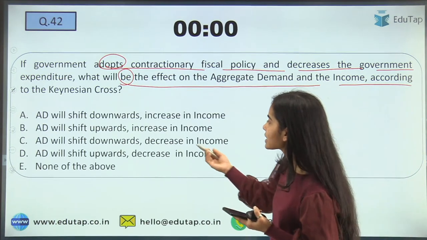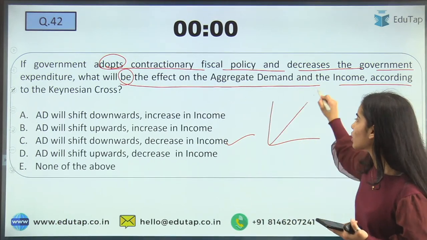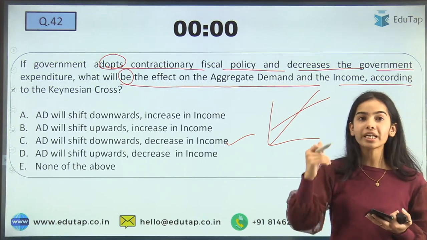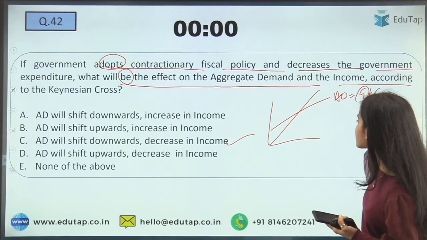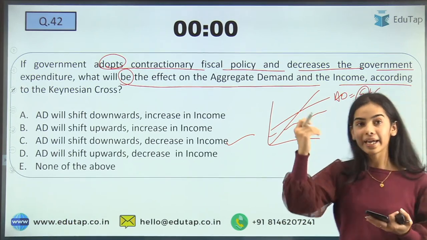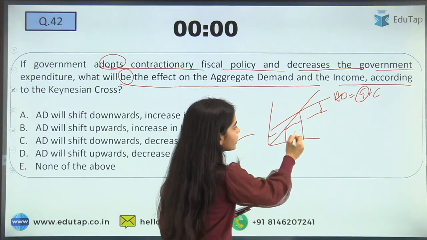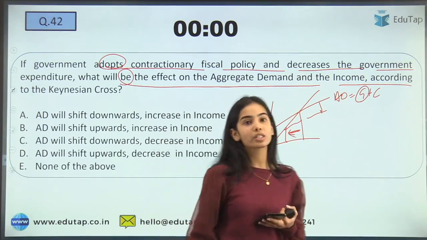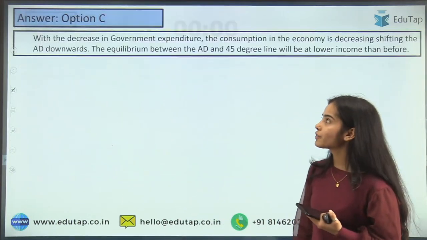Okay, I started getting the answer, and C is the right answer. If the contractionary fiscal policy is there, that means the government expenditure will reduce. Aggregate demand is equal to consumption plus government expenditure, so the government expenditure will reduce, the aggregate demand curve will shift downwards, and the income will reduce. So this was the right answer: the decrease in income and the aggregate demand curve shifts downward.